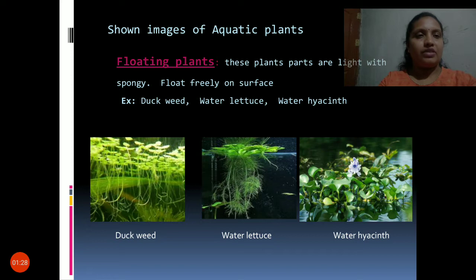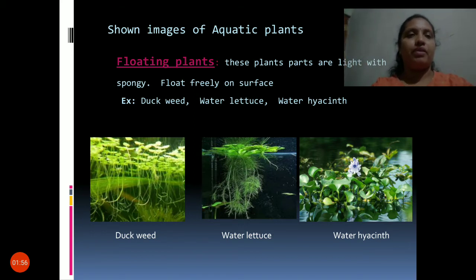Duckweed, water lettuce, and water hyacinth are examples of floating plants, and their roots are not fixed in the water. They have a very light and spongy structure, so they can easily float on the water. In all the pictures I have given, you can observe the roots are floating. It's not a fixed root. Examples are duckweed, water lettuce, water hyacinth.